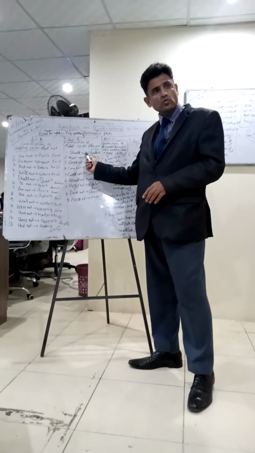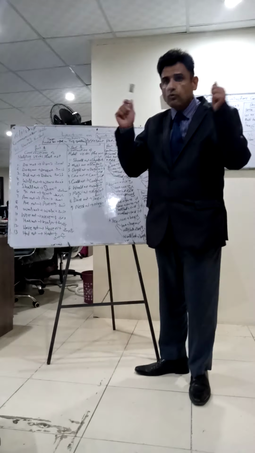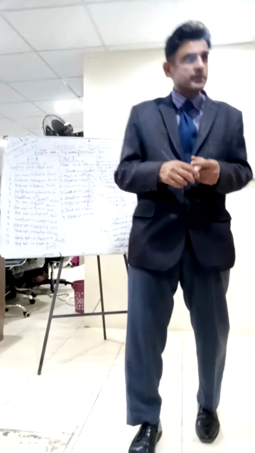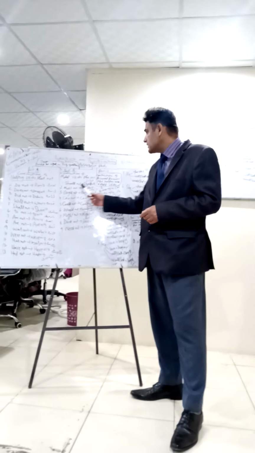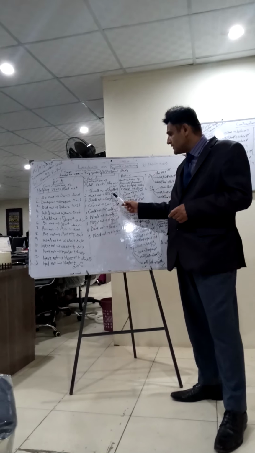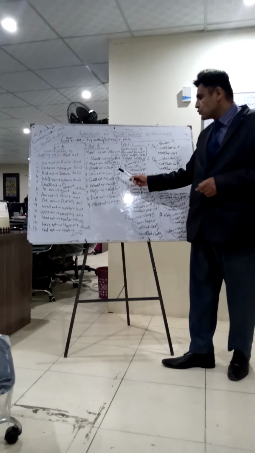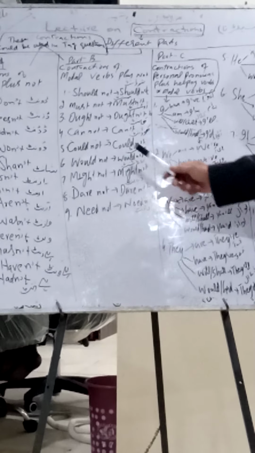For negative advice, should not plus first form. Example, you should work hard. You shouldn't sit idle, just like that, for advice in negative. So must not as mustn't, ought not as oughtn't, cannot as can't for ability, could not as couldn't, would not as wouldn't, and might not as mightn't.